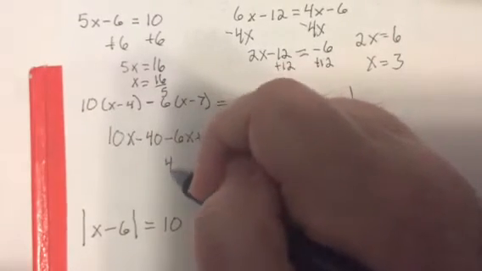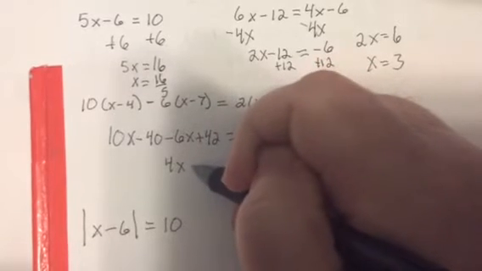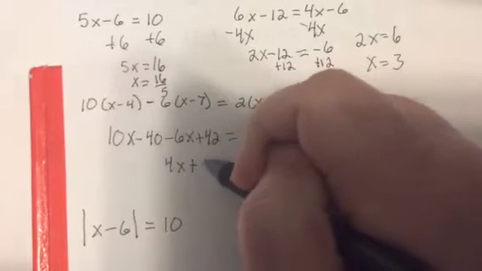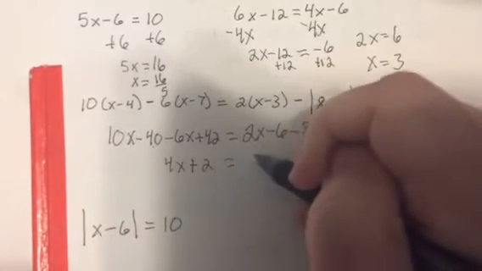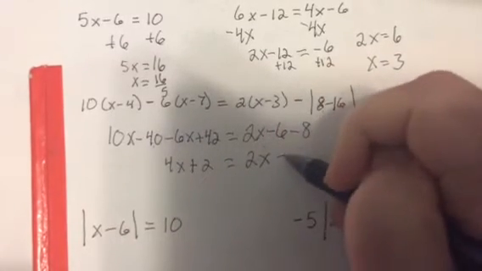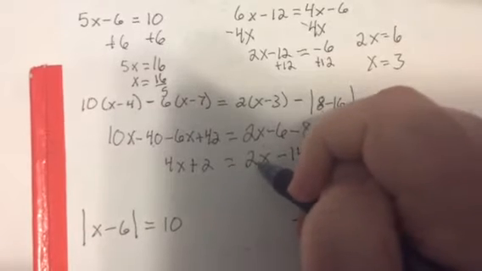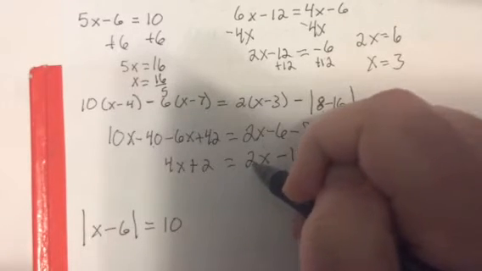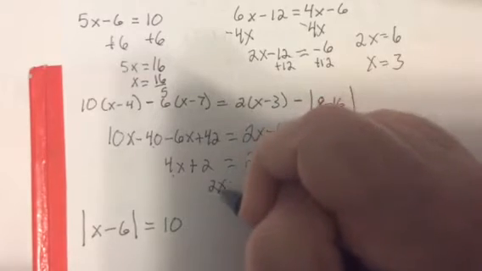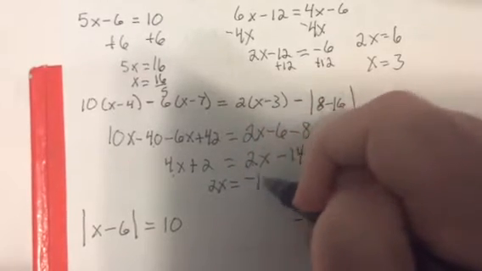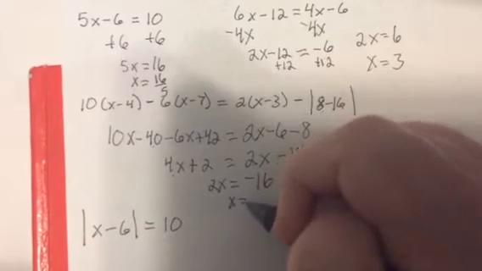Simplify. This would be 4x plus 2. 42 is bigger than minus 40. So that'd be 2x minus 14. I'm going to do two steps at once. Subtract 2x and subtract the 2. So I'd have 2x equal negative 16. So x equals negative 8.